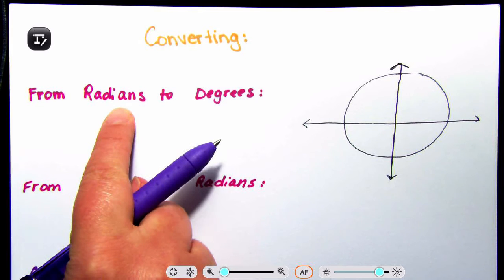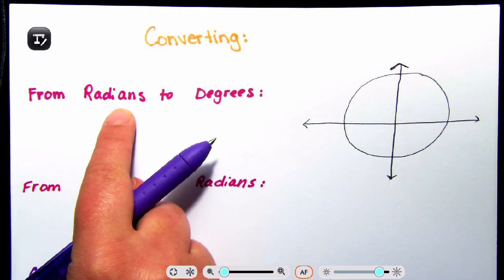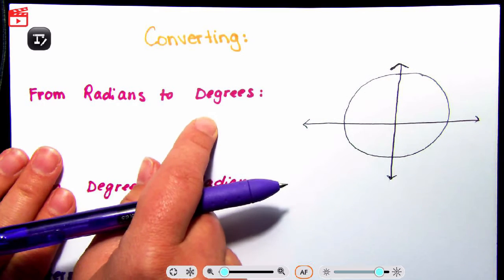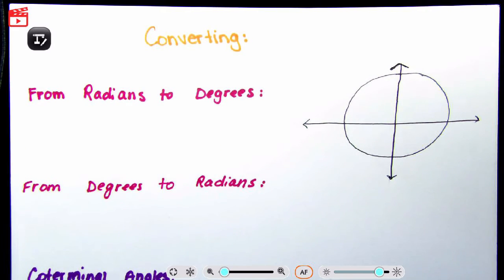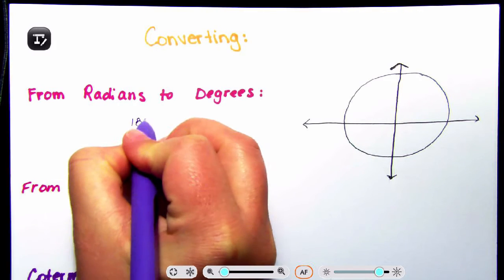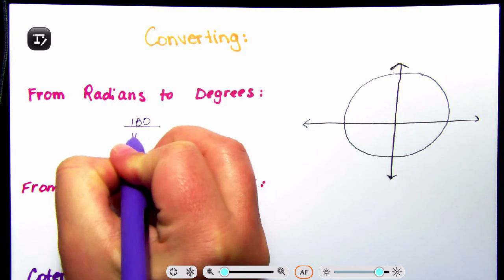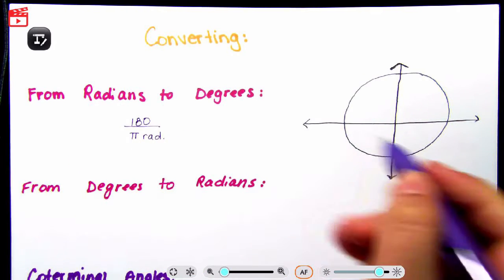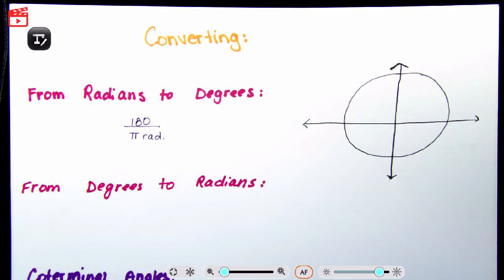If we have radians and we want to convert to degrees, the fraction that you're going to use in order to convert is 180 over pi radians. Now, I will be completely honest, a lot of times you will not see the word radian, R-A-D, rad. You're not going to see that. If it has a pi in it, it's radians. So you'll see 180 over pi, and that's radians.